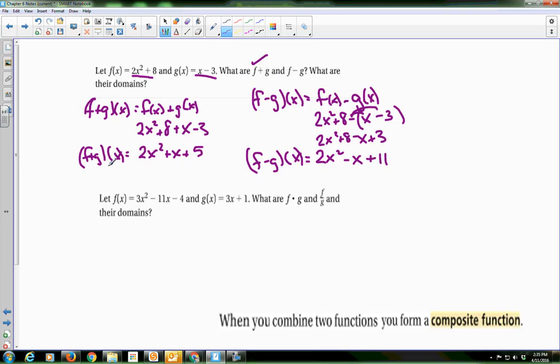So for the domain of both of these, there is no denominator restriction, neither on the composite nor the original, so we can say that the domain for both is all real numbers.